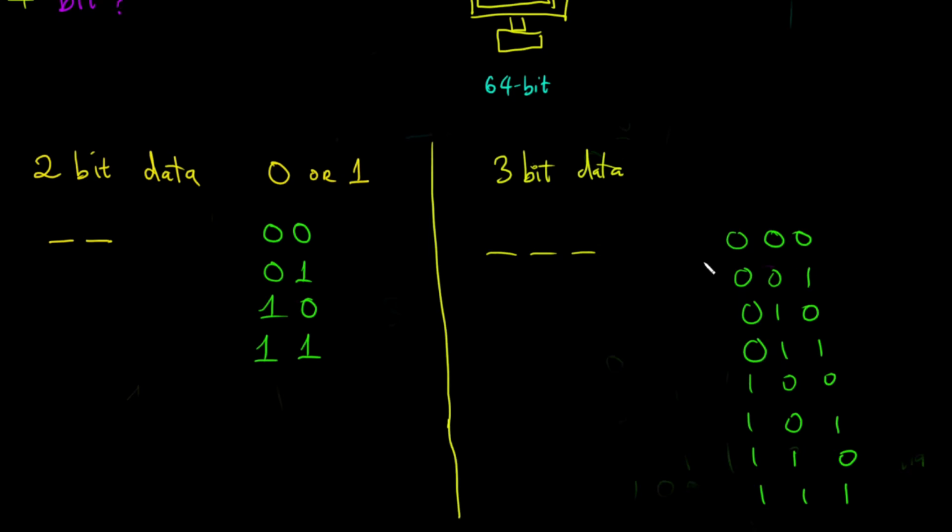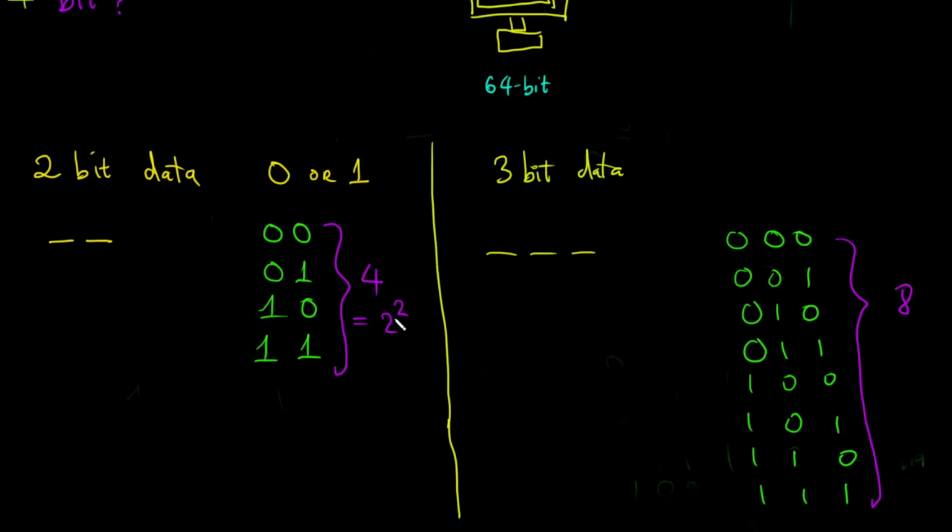Moreover, you can see that with 2-bit data, you can have 4 possible outcomes. With 3-bit data, you can have 8 possible outcomes. So you can say that 4 is actually equal to 2 power 2.